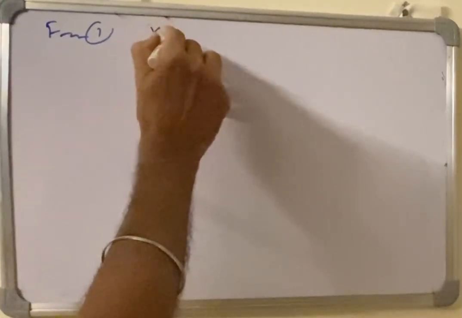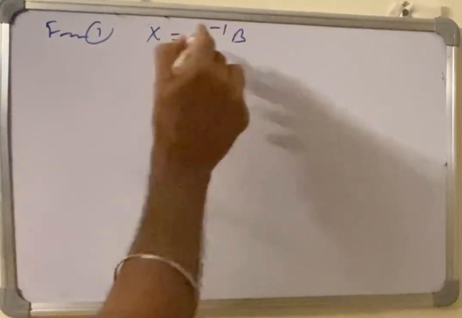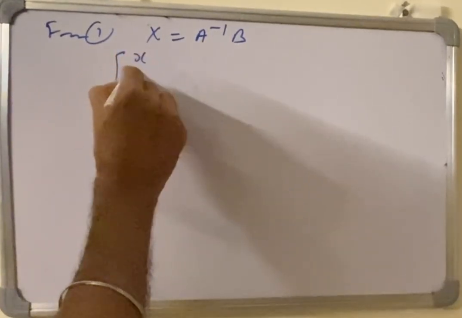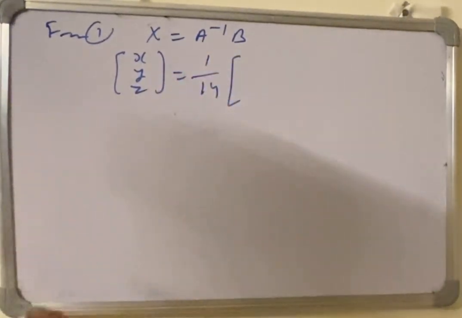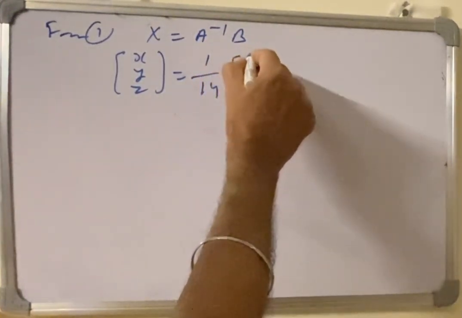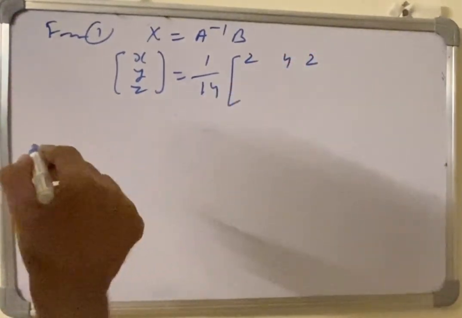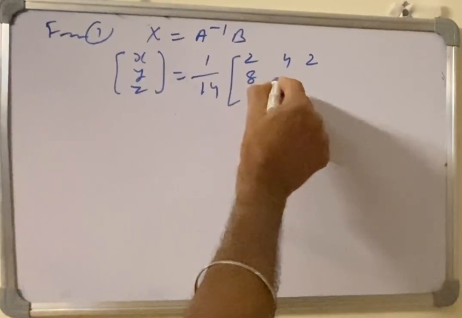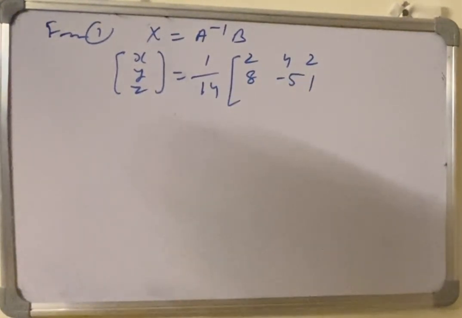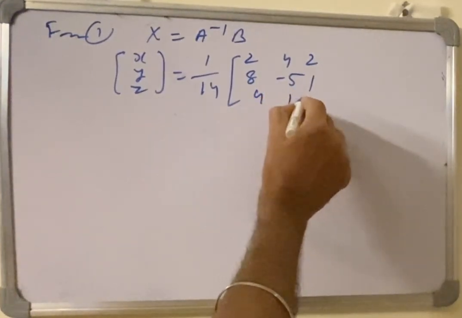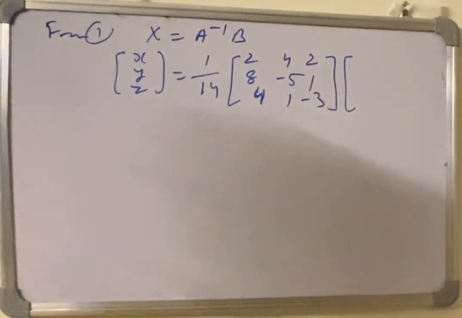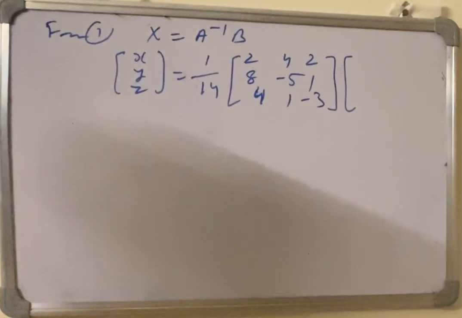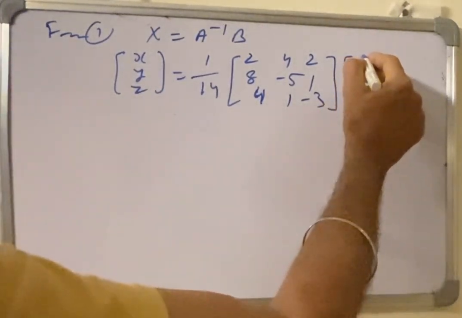X is equal to A inverse B. We put in their values. X is the x, y, z column matrix. A inverse is 1 over 14 into the matrix: first row 2, 4, 2, second row is 8, minus 5, 1, third row is 4, 1, minus 3, into matrix B, which is 3, minus 1, minus 9.